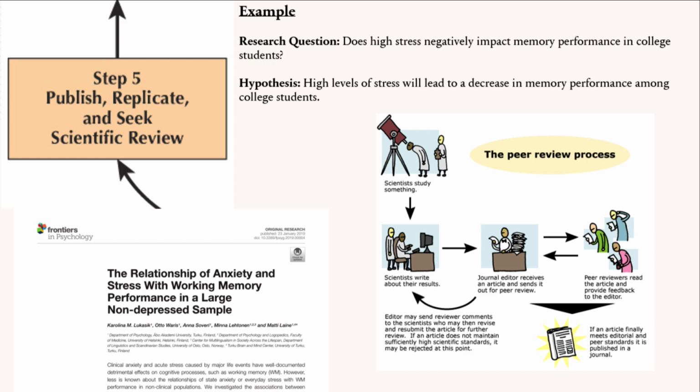In the example, the psychologist writes a research paper detailing the methods, results, and conclusions of their study. They submit it to a peer-reviewed psychology journal for publication, allowing other researchers to access and evaluate their work. To ensure the reliability of the findings, other researchers in the field may conduct similar experiments with different samples of college students. If multiple studies consistently find that stress negatively affects memory performance, it strengthens the validity of the conclusion.